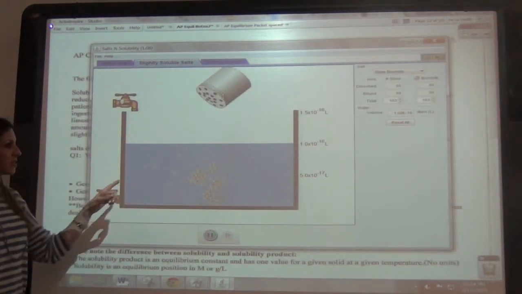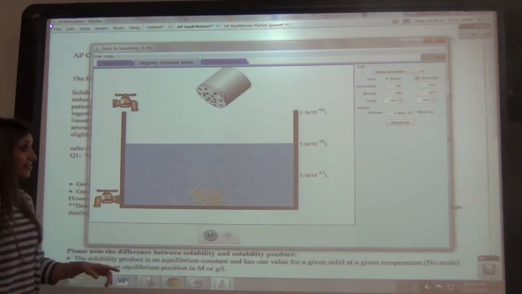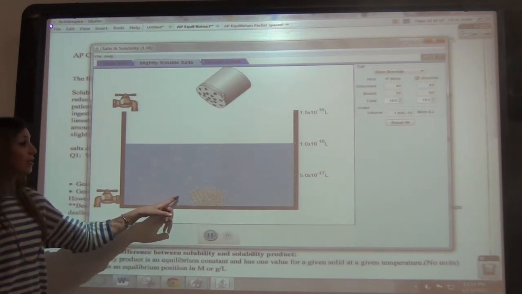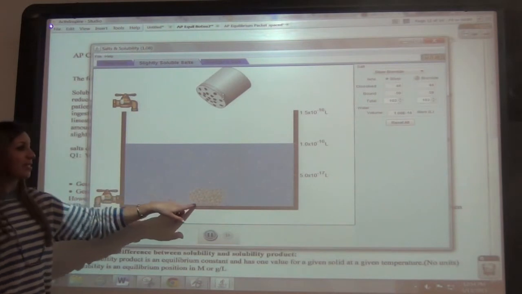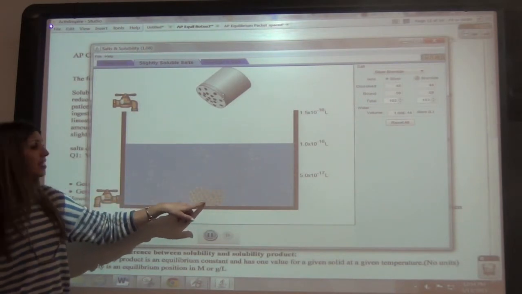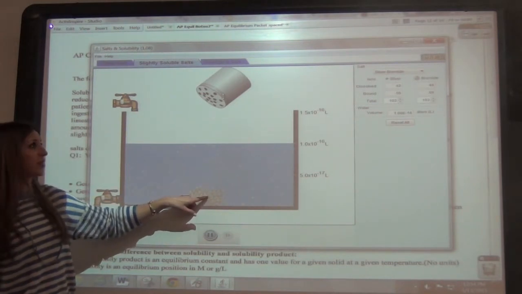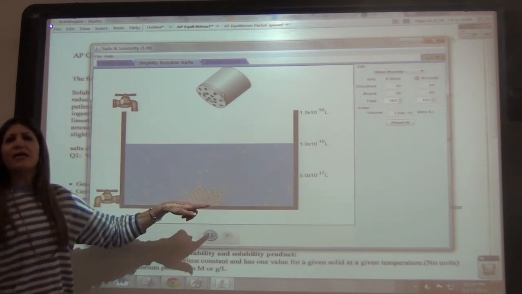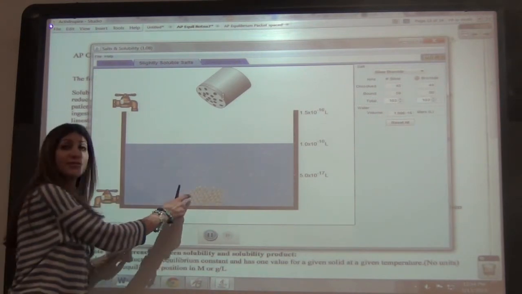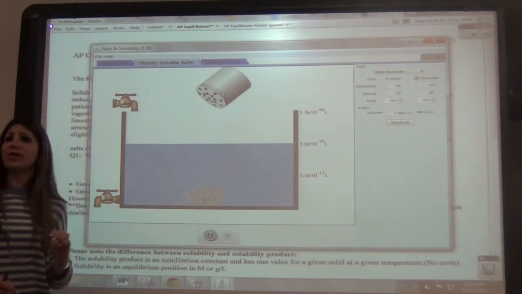Okay. Is some of it breaking up? Yes, some of it is breaking up, okay? But what ends up happening is most of it doesn't. And so what we're going to talk about is that solubility product constant, is how much of it will precipitate versus how much of it is going to ionize.